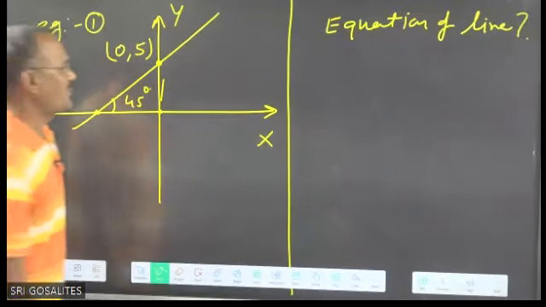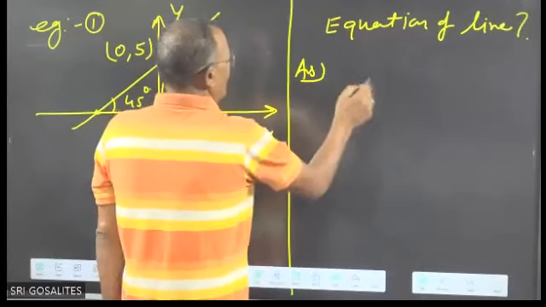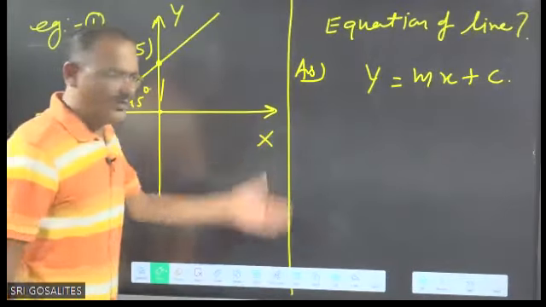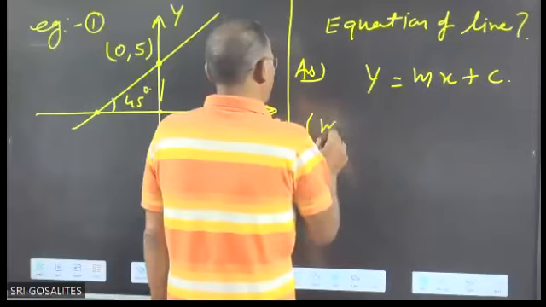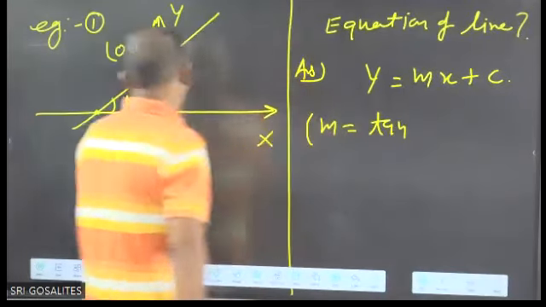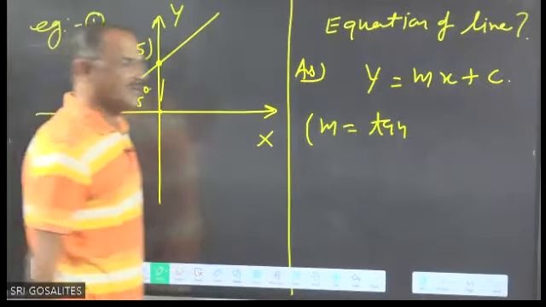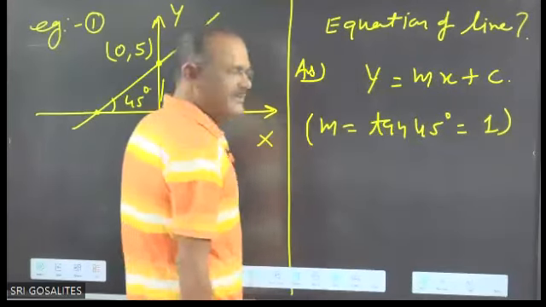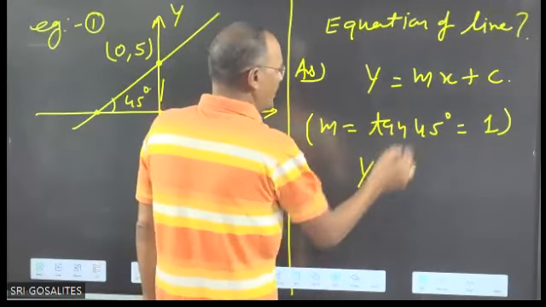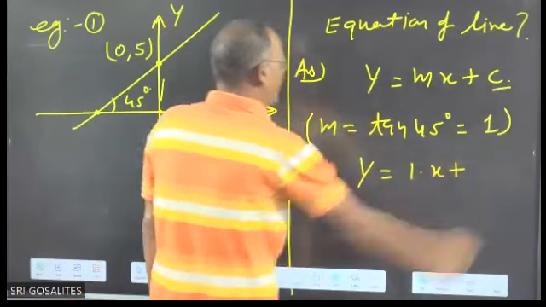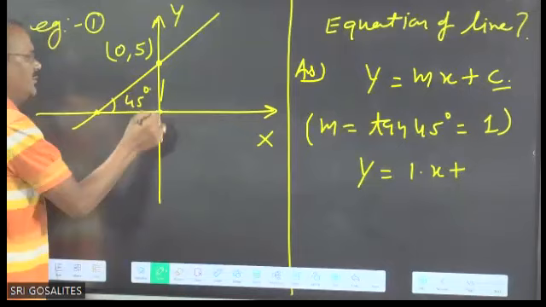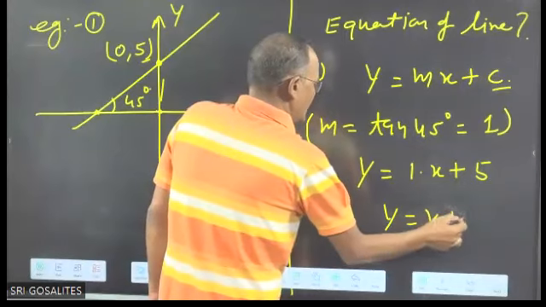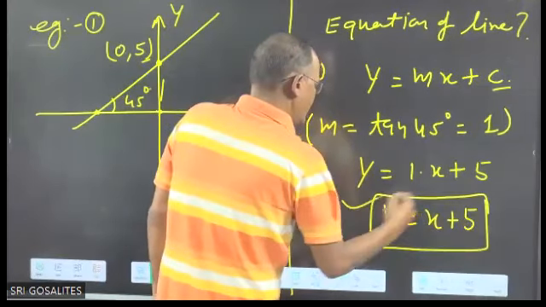How to get it? See, the equation of such a line is y equals mx plus c. Just now we have derived it. Okay. So what is the m, beta? M is the tan value of the angle made by the line with the plus x-axis. This is 45 degrees. Tan 45 is 1. So y is equal to what? 1 into x plus c, the intersection over the y. What is this? 5. So what is the equation of the line? y equals x plus 5.